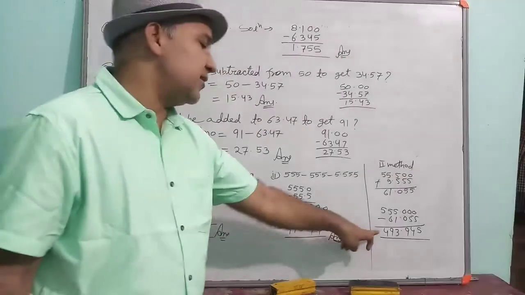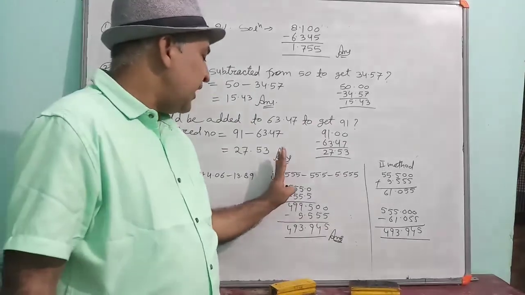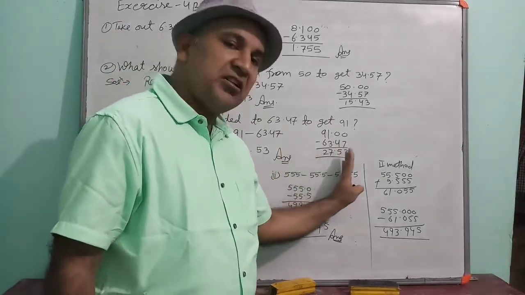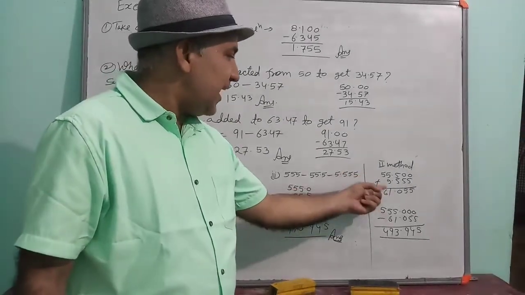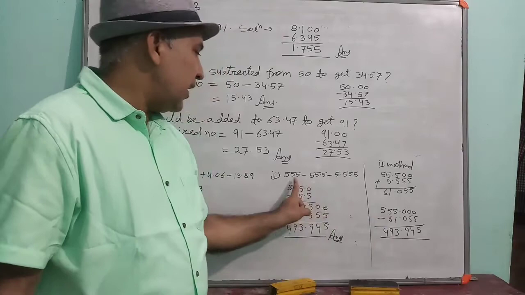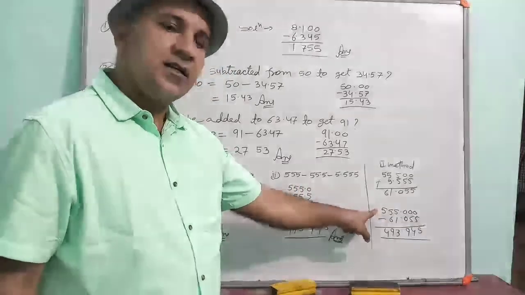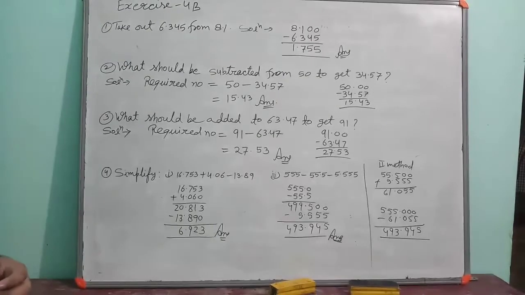See, the answer is the same. So you can do any method. Either you can do addition and subtraction in serial order, otherwise first both the negative numbers will be added and then it will be subtracted from the 555. Okay, so any one method you can follow. Now pause the video and note down these questions.